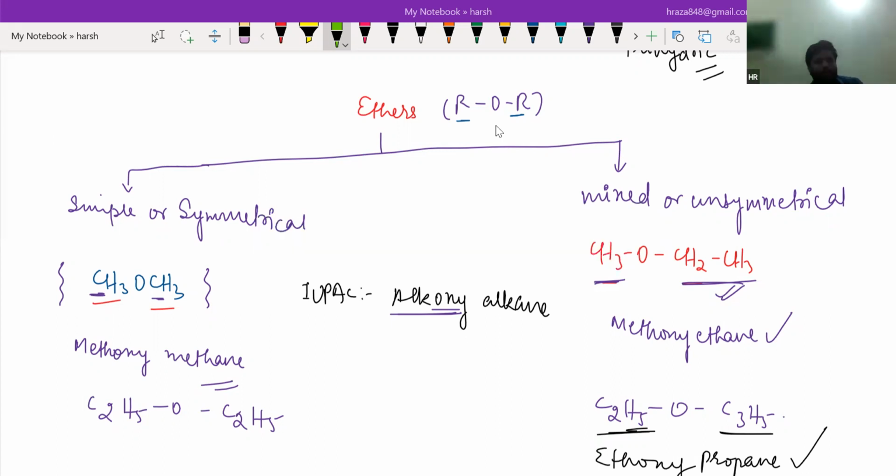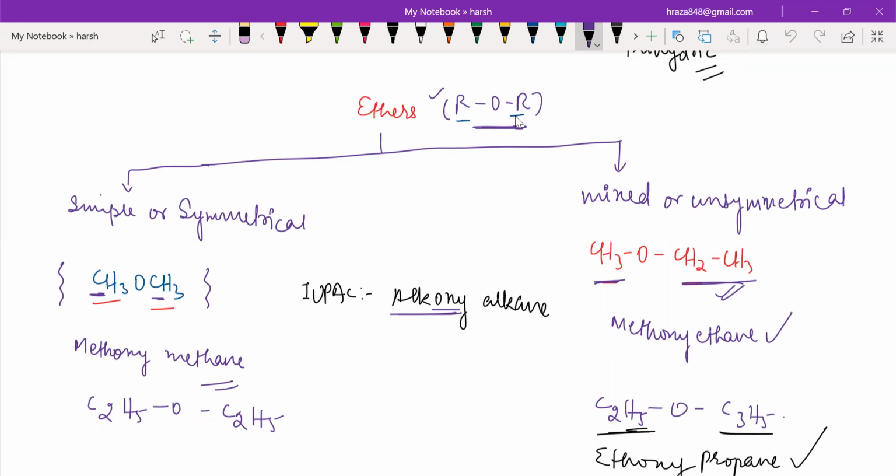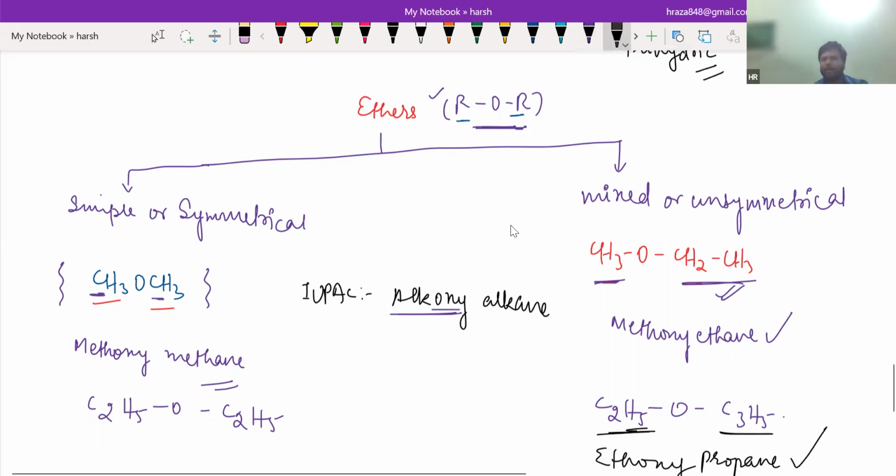So see, Harsh, what we were studying is ether. Ether's general formula we can write as ROR, with an alkyl group beside oxygen on both sides, left and right. Ether is of two types: simple or symmetrical ether, and mixed or unsymmetrical ether. Simple or symmetrical ether means alongside O there will be the same alkyl group on both sides, and in mixed ether, on both sides of O, there will be different alkyl groups.